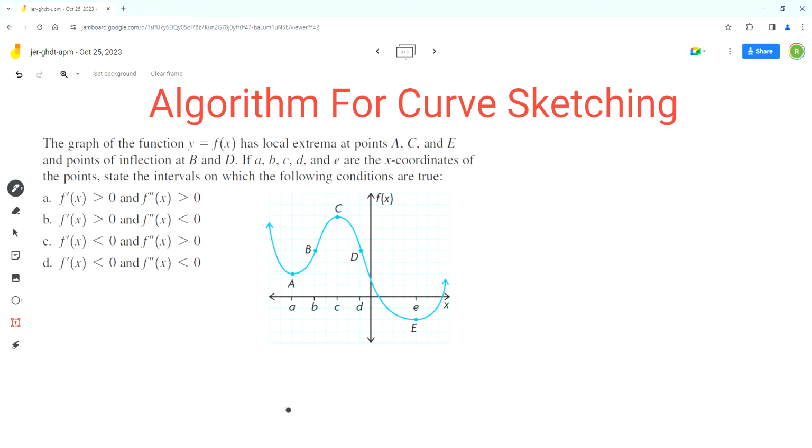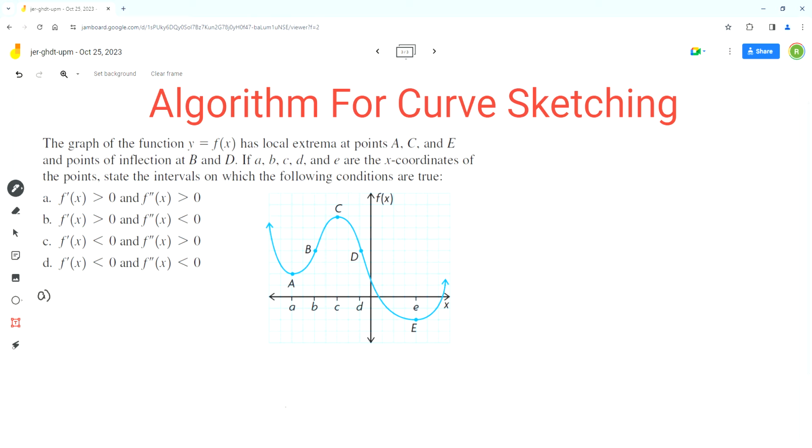So in this video, we'll solve this problem using the concepts of increasing, decreasing functions and concavity. As per the problem, the graph of the function y equals f of x has local extrema at points a, c, e, which are given in the graph, and points of inflection at b and d. If A, B, C, D, and E are the x-coordinates of the points, given on the x-axis, state the intervals on which the following conditions are true. So let's start with part A.